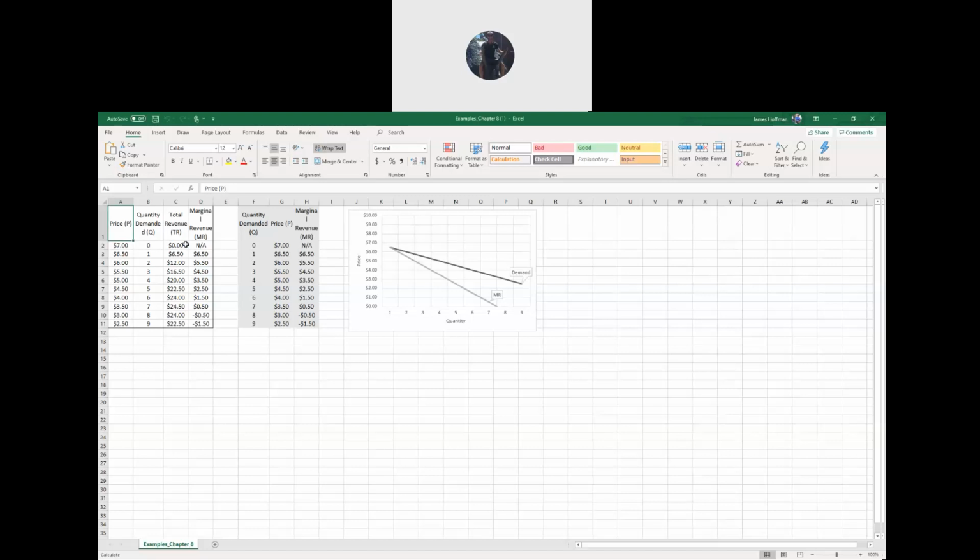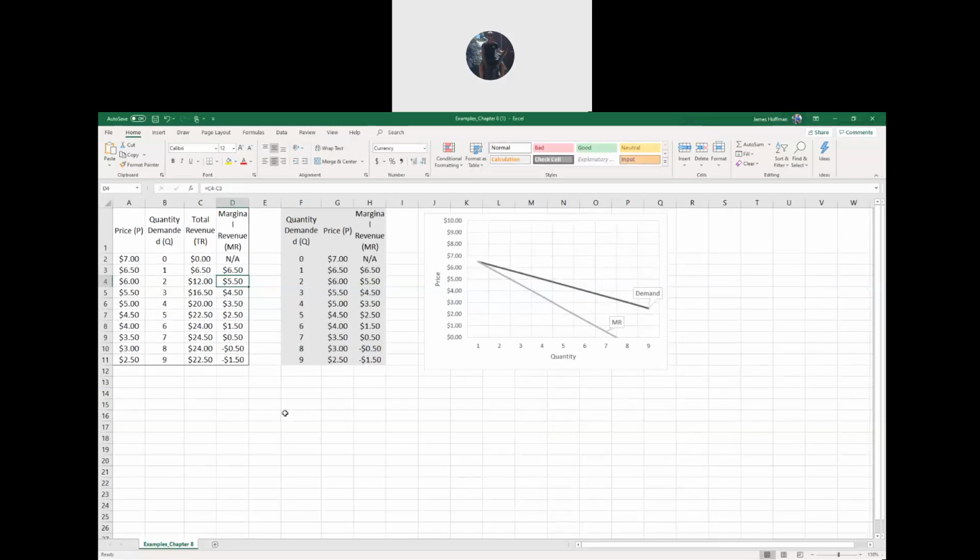Okay, and so this Excel file just shows how I got that, where total revenue is just the price of the good times the quantity. Okay, marginal revenue is just the change in revenue from selling one more unit at each level. And if you wanted to plot those, you'd see something like we saw on the graph, where you got your downward sloping demand curve, your downward sloping MR curve.